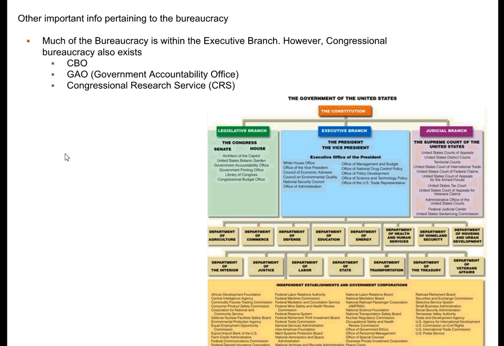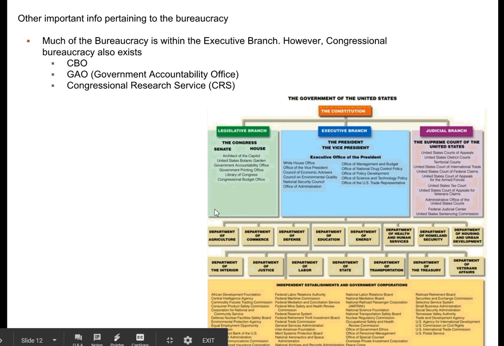And then other important information. So I said this again, we've talked about the executive branch when we've talked about the federal bureaucracy, because the lion's share of the bureaucracy exists within the executive branch. So you can see here's the executive branch, here are the cabinet departments, and here is a smattering of the bureaucracy. There are bureaucratic elements in the legislative and judicial branches as well.